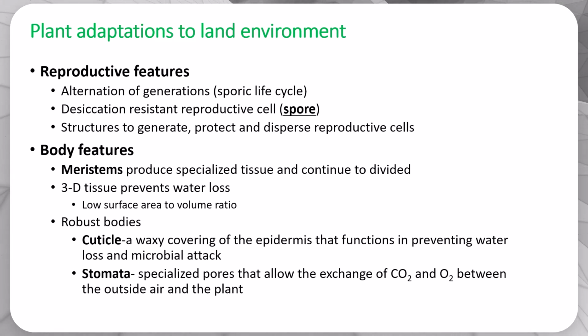Body plan of plants: they also have a 3D tissue structure compared to algae, which is more flat, and that helps prevent water loss. They also have more robust bodies, which are covered in a waxy cuticle to prevent water loss, and they have stomata, which are specialized pores to exchange gas between their bodies and the environment.